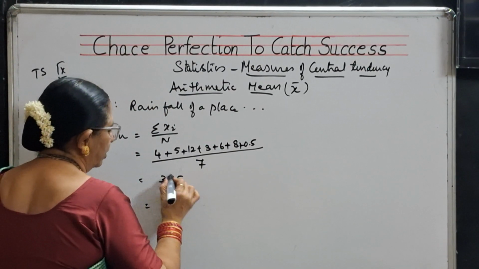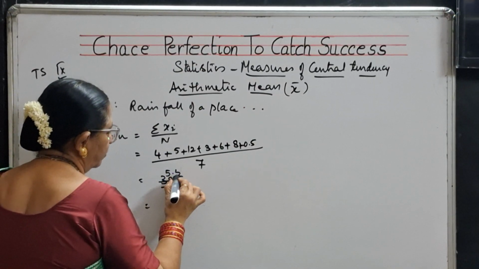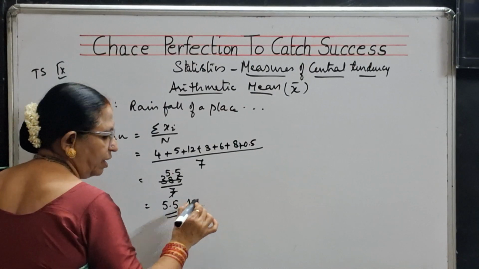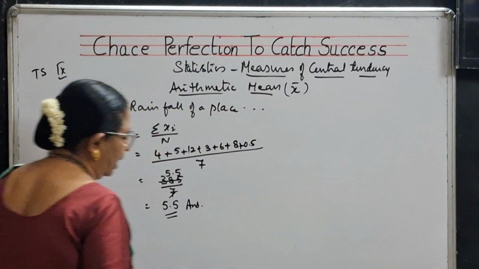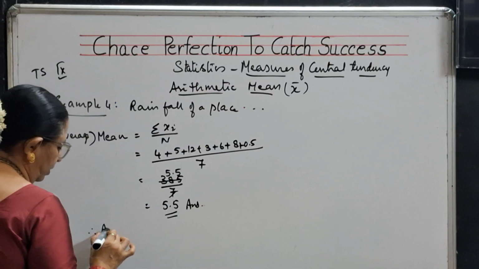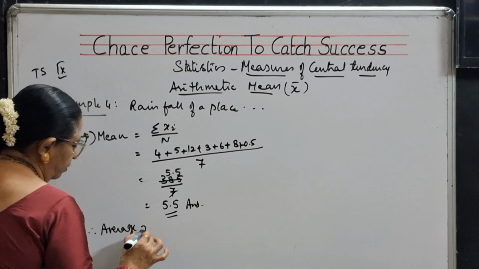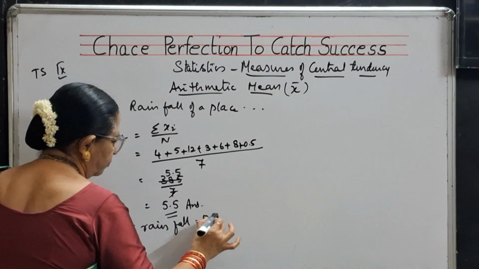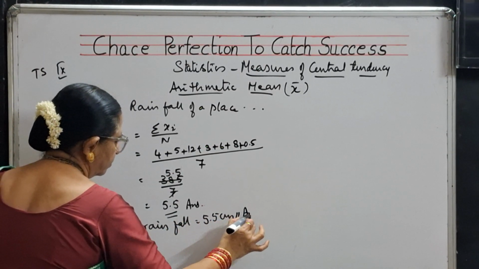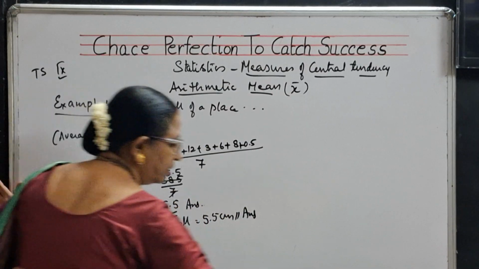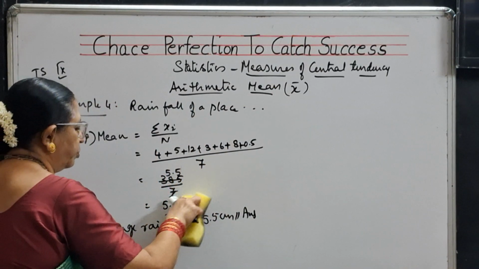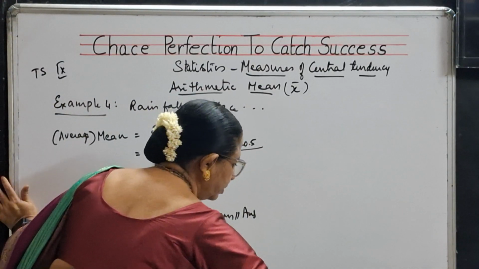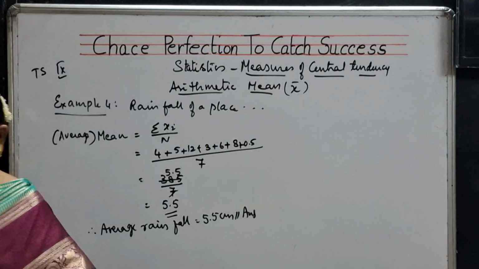That is 7 5s are 35. Again 3, 7 5s are 35. So 5.5 is the mean. This is the answer. The question is, what is the average rainfall? Therefore, average rainfall is equal to 5.5 centimeters. So I can write this as the answer. 5.5 we got. So this is the answer of this example, children. Please note it down. This is example 4.